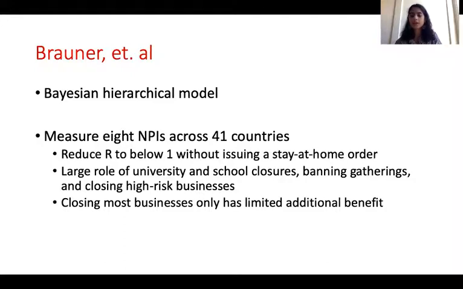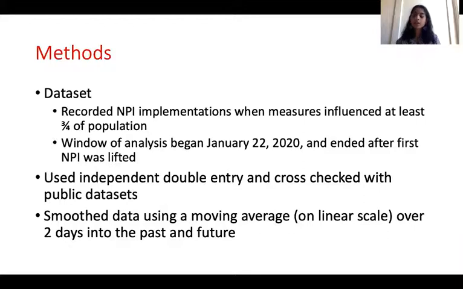So in their methods, they look at a data set that records NPI implementations when measures influenced at least 3/4 of the population. And their window of analysis began January 20th, 2020 and ended after the first NPI was lifted or May 30th, whichever one came first. They used independent double entry and cross-checked with public data sets, and they smoothed their data using a moving average on a linear scale over 2 days into the past and future.